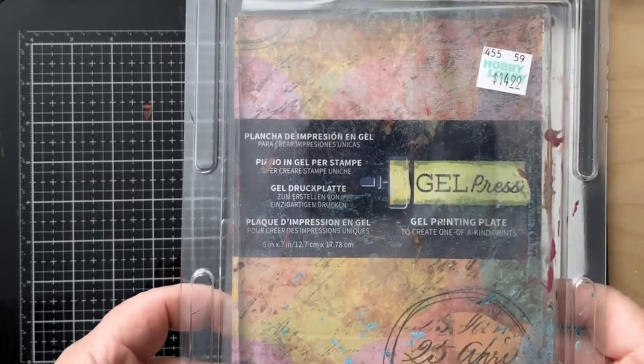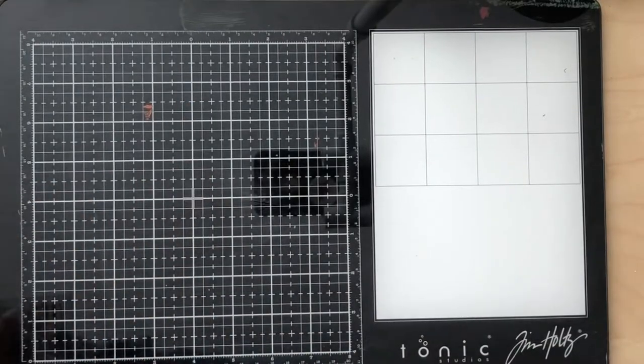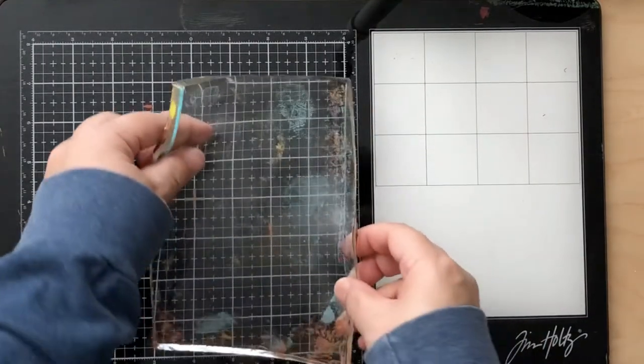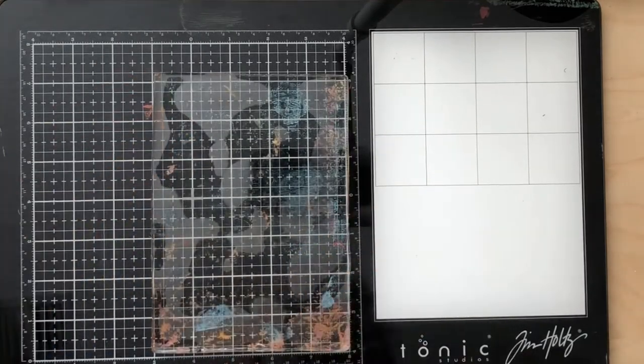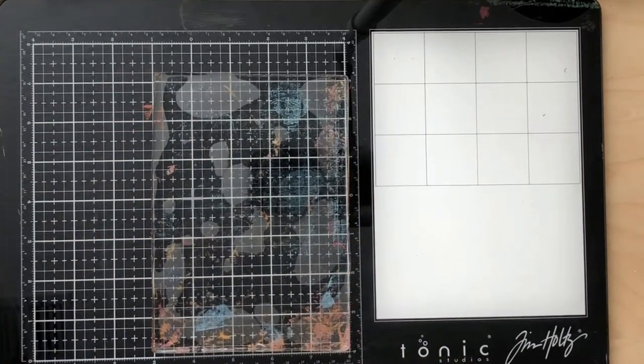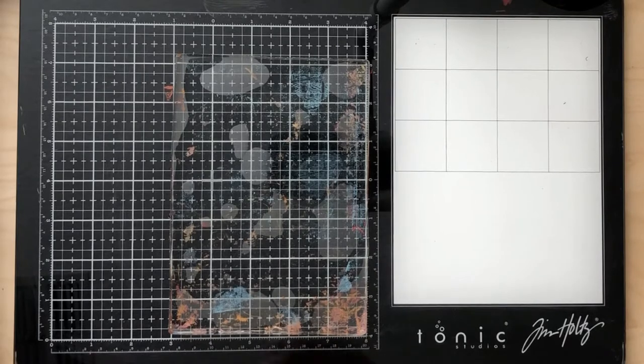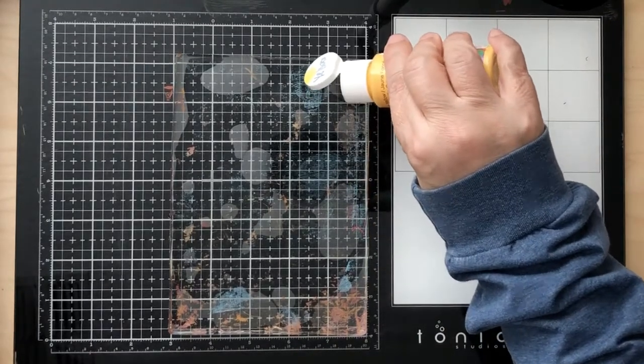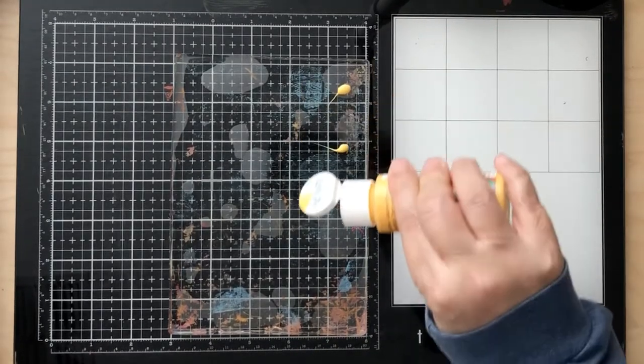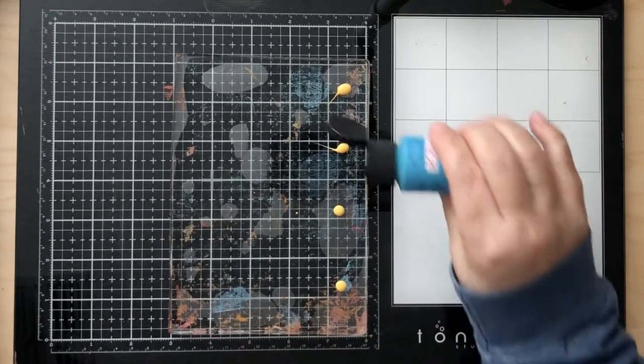First off, you need some kind of gel press plate. It could be a jelly plate. It can be this kind that I got at Hobby Lobby. It's just called a gel press plate. They're very affordable. And then what we're going to do is start putting dots of paint along the side. Now, you don't want to use too much paint.